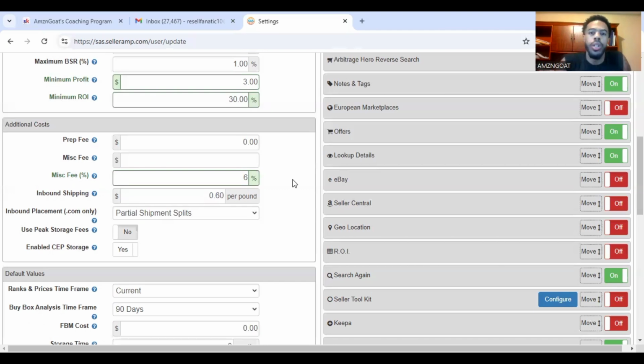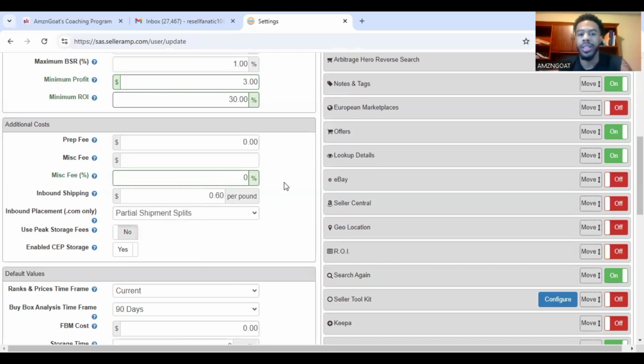So if you are on a website and you see a product is listed at $10, all you have to do is enter $10 into Seller Amp, and it's going to spit out the profit calculation based off of that number, with 6%, or whatever sales tax you have, with that sales tax percentage already calculated in the back end.